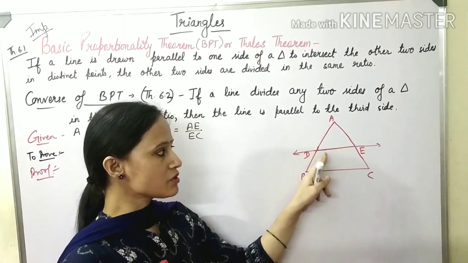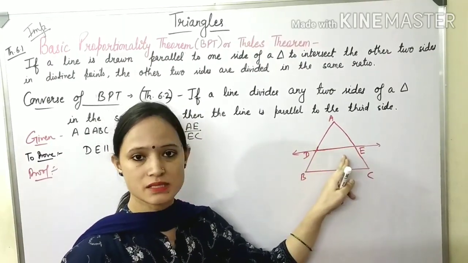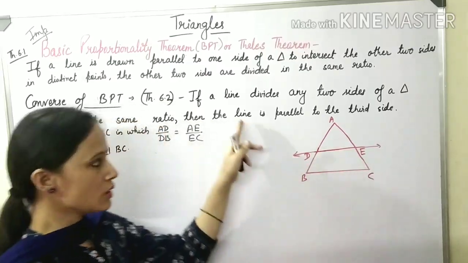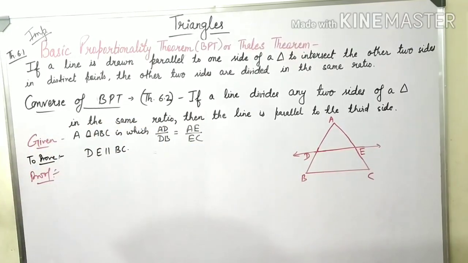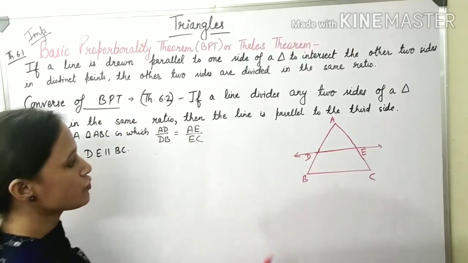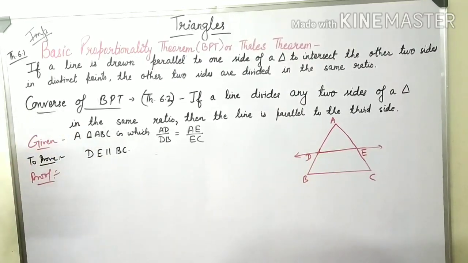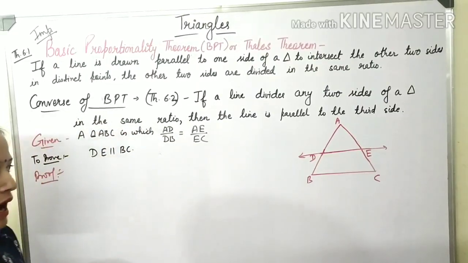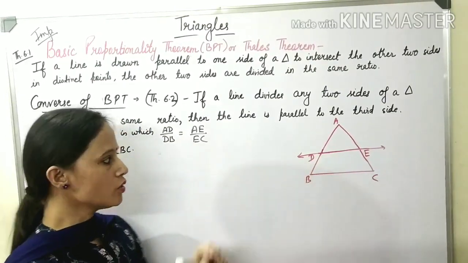Then the line which is dividing the other two sides in the same ratio should be parallel to the third side. So let us read the converse statement also. If a line divides any two sides of a triangle in the same ratio, then the line is parallel to the third side. Fine. So we have to prove that DE is parallel to BC.